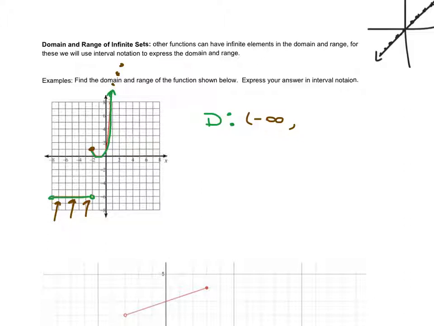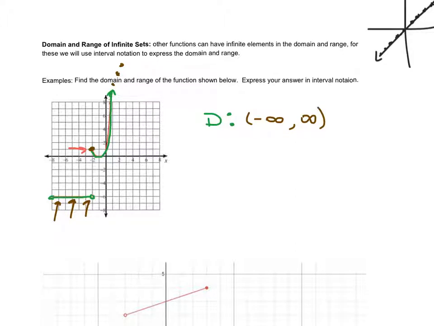Is -2 in the domain? And the answer is yes, because you have this solid dot. The solid dot, in either place, is what makes it included in the domain. If they are both open circles, then you would not include it. So in this case, the domain is simply -infinity to infinity.